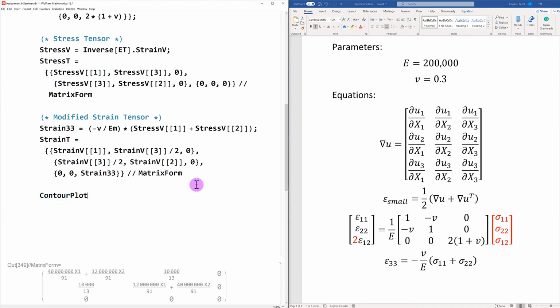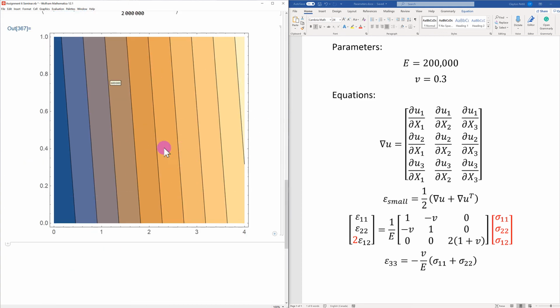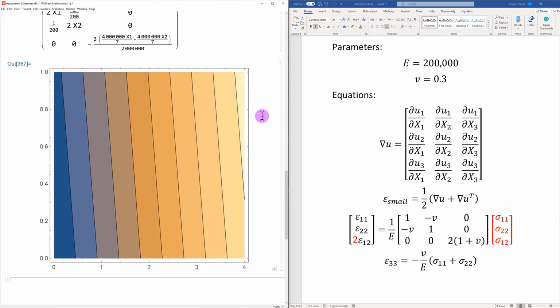plot, and then again, the contour plot is what I want to plot. This would be my stress tensor component sigma 1, 1. Then, where exactly do you want to plot it from? x1 is going to be the length of the plate, so my plate starts at 0 and goes to 4. x2 would be the height of my plate. Again, that starts at 0, but this time it goes to 1. If I run that, I have a nice contour plot of my plate.